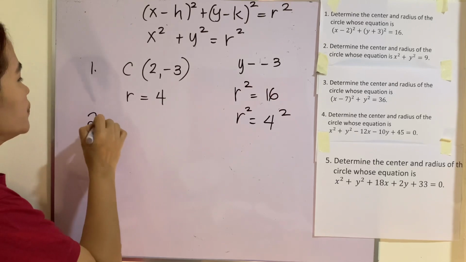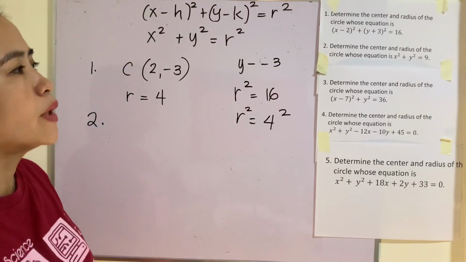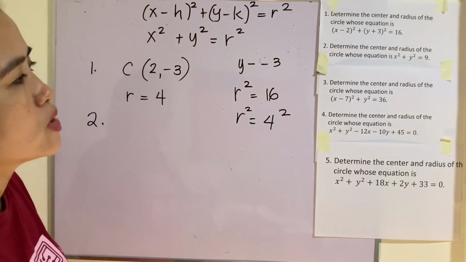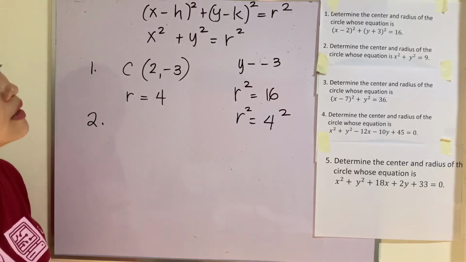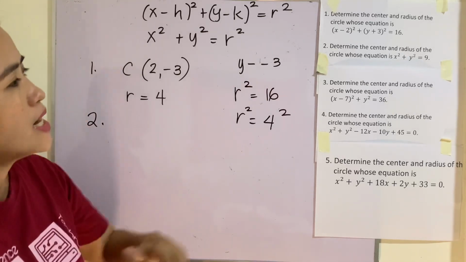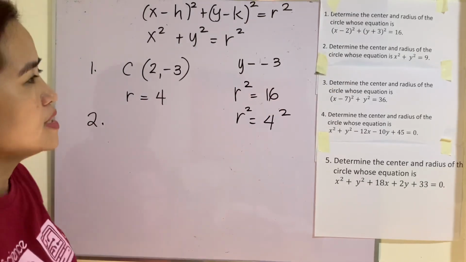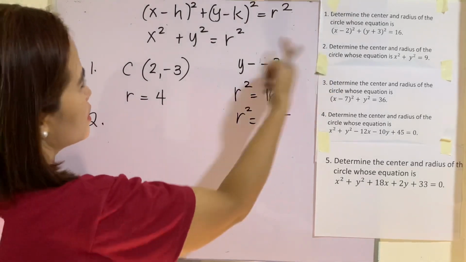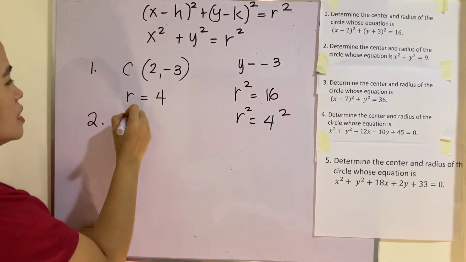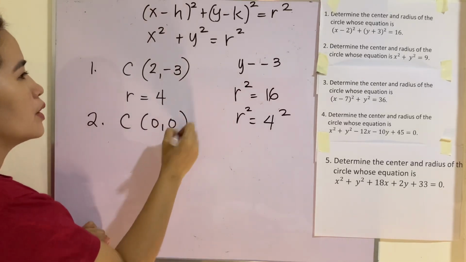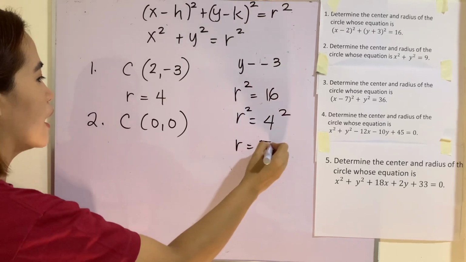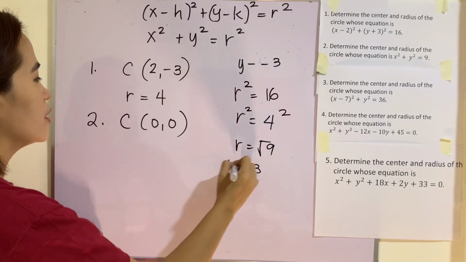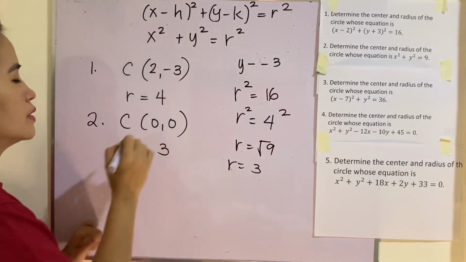Number 2, determine the center and radius of the circle whose equation is x squared plus y squared is equal to 9. This one is very easy. The center is, of course, similar to this. Your center is (0, 0). And then your r is the square root of 9, which is equal to 3.